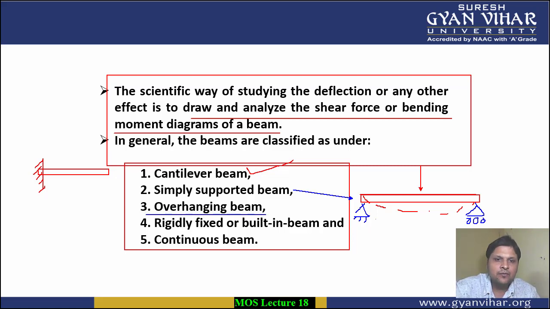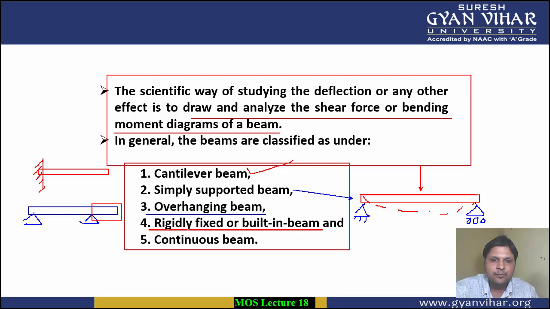In case of an overhanging beam, some portion of the beam is outside of the support. If these are the two supports, then this particular portion you can see is outside of the support. So these beams are overhanging beams. Then next comes the rigidly fixed beam or built-in beam. I have told you this also: a rigidly fixed beam is rigidly fixed on both sides, and due to this, moment is generated at both of its ends.